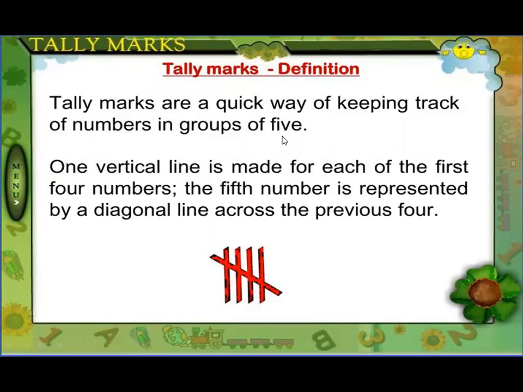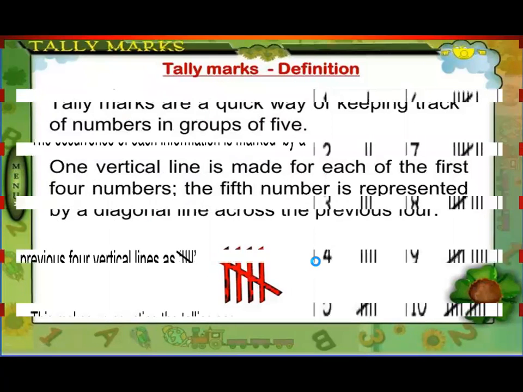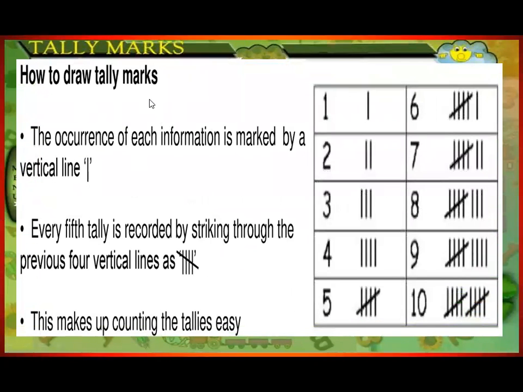In your small classes, standard 1 and 2, you would have learned bundles by drawing sticks, where each bundle represents 10. Here, each bundle represents 5. One vertical line is made for each of the first 4 numbers. The fifth number is represented by a diagonal line across the 4 previous lines, or you can strike out these 4 lines. How to draw tally marks?